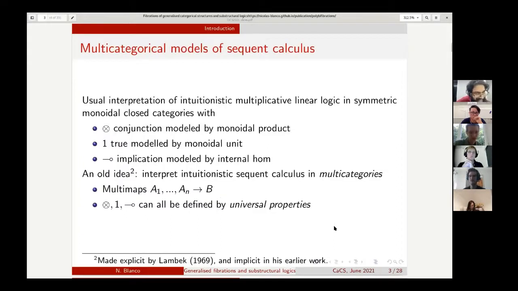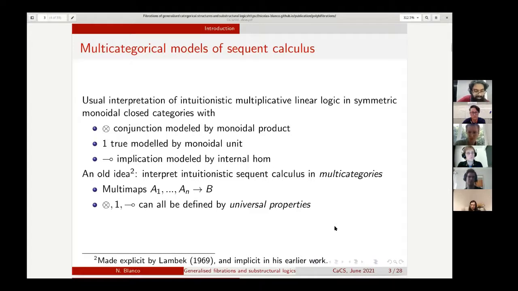And so this builds on several works. First, as I said, intuitionistic multiplicative linear logic: the idea is that you have a conjunction that we call the tensor product, a true value that we call 1, and an implication that we call the linear implication sometimes. And this can always be modeled in a symmetric monoidal closed category, where the monoidal structure gives you the interpretation of the tensor and of the true value, and the internal hom gives you the implication. So from now on, when I am talking about intuitionistic multiplicative linear logic, or the models of this, you can just think symmetric monoidal closed category.